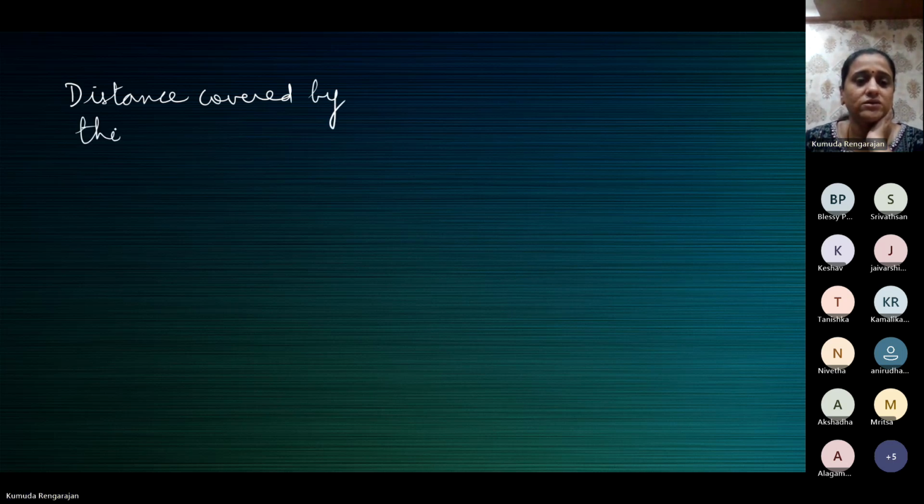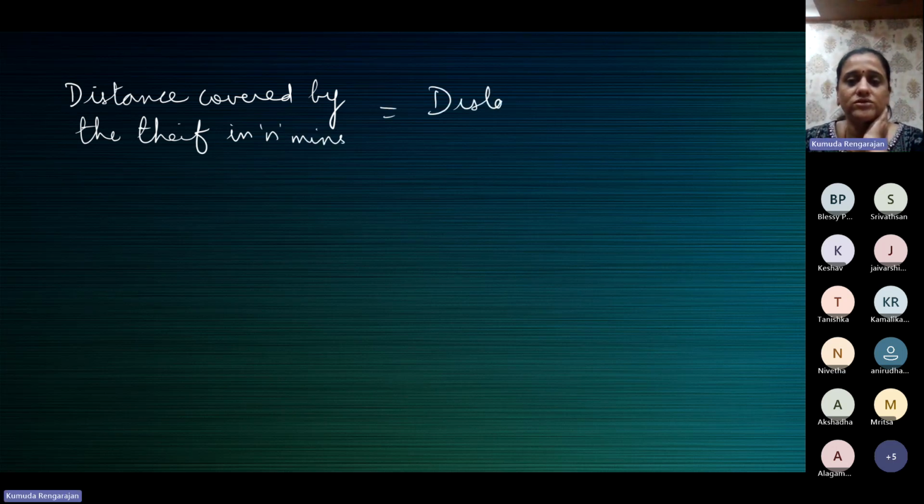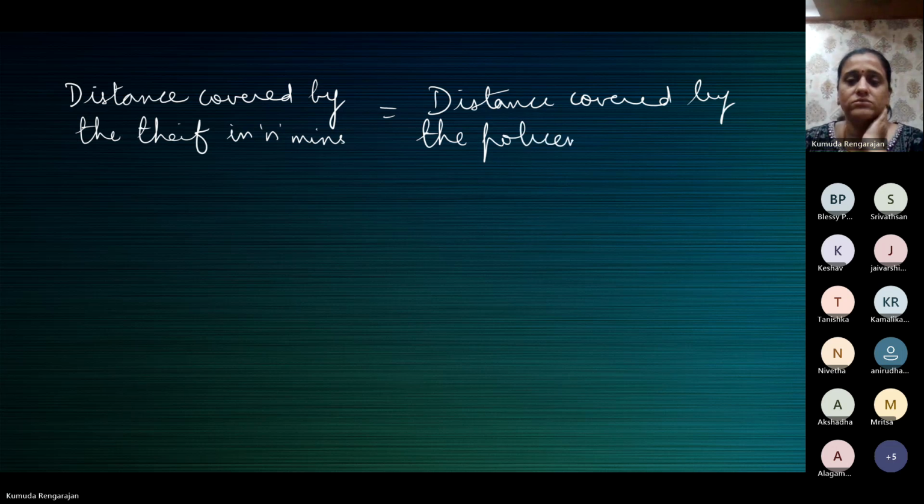The equation involves distance, make a note of this, covered by the thief in n minutes is equal to the distance covered by the policeman in n minus 2 minutes.